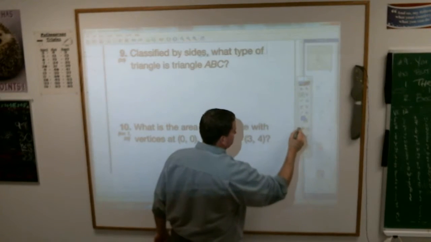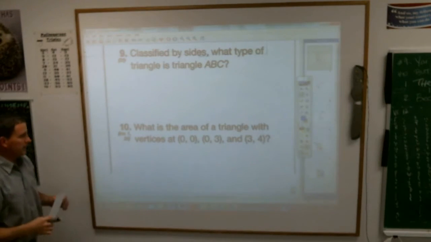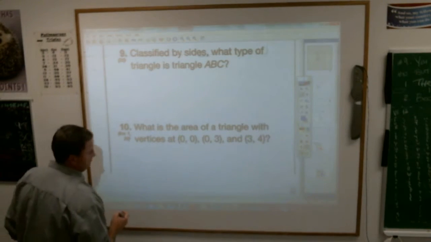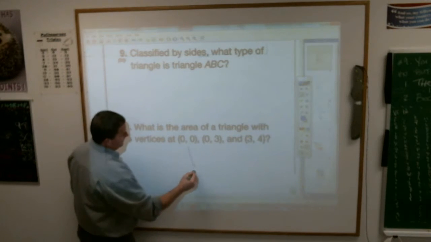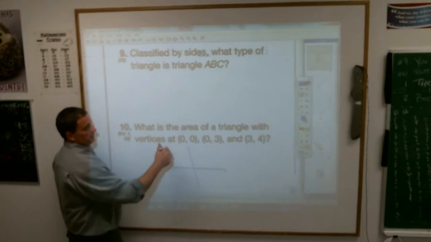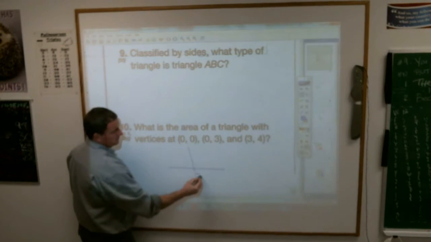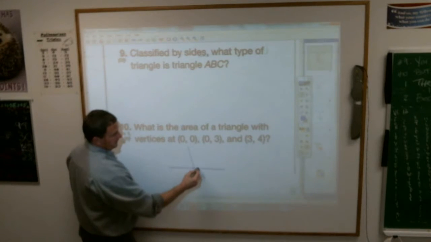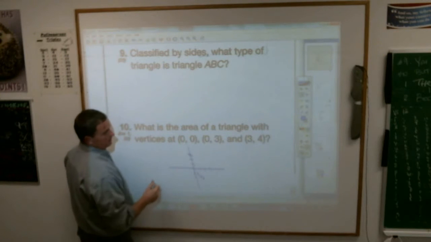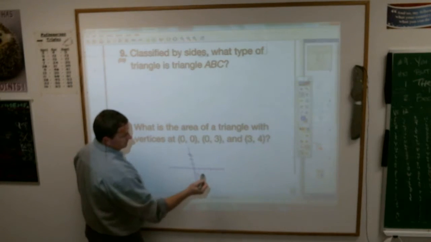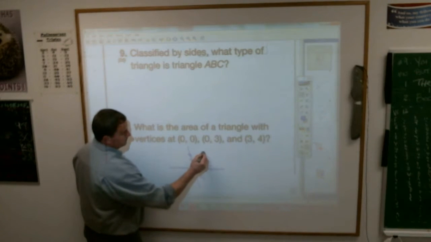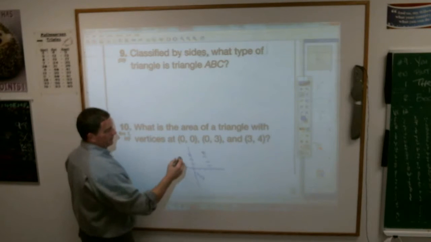Take a look, see here. What is the area of a triangle with those vertices? First thing you would do is obviously you have squares on your paper. I don't. You are going to make, and I would strongly suggest using a straight edge, a ruler, for your system there. 0, 0 is right here. 0, 3, 1, 2, 3. 0, 1, 2, 3. And 3, 4. 1, 2, 3. Right? 1, 2, 3, 4. And you have what? This triangle?